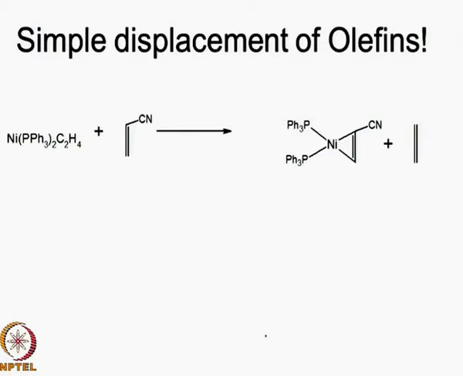Now, this is not the method of choice for making olefin complexes, but in a few instances ethylenes can be replaced by another ethylene or an olefin. Now, if it has to be thermodynamically viable, the complex that is formed must be much more stable than the complex that was present initially. And when you replace ethylene with a cyanoethylene or acrylonitrile, then the stability increases.